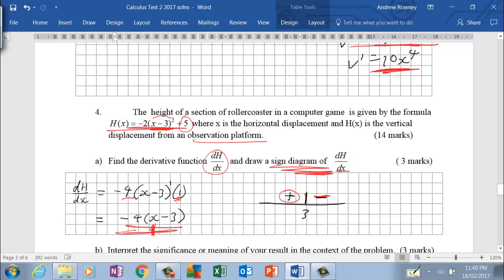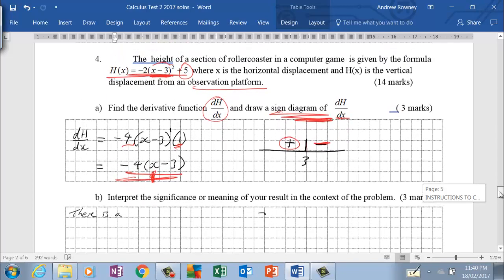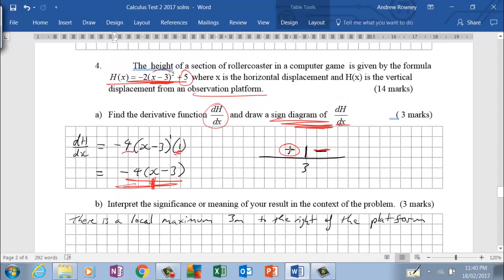Now because this is a sign diagram of the slope, dh by dx, this is saying that it must be sloping up, this is saying it must be sloping down. And for that to occur, we're talking about a maximum. Minimums go minus plus, so they slope down and then slope up. So in part B, interpret the significance, we say it's a local maximum at that point 3 meters to the right of the platform.